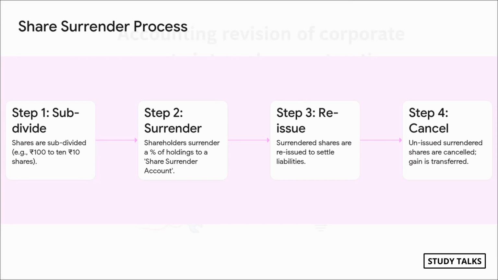So here's how that process works. First, the shares might be broken down into smaller denominations to make them easier to handle. Then, the shareholders surrender a percentage of their shares into a temporary account called the share surrender account. The company can then dip into this pool of surrendered shares to pay off its creditors. And whatever shares are left over in that pool at the very end, they get canceled. And their value becomes a gain for the company, which gets transferred to our reconstruction account.